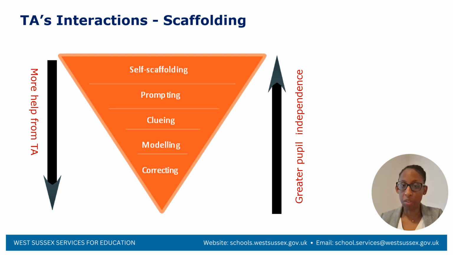An example of this is with handwriting. Initially, the TA models this to the pupil by providing tracing sheets with guidelines. The pupil is shown how to use the tracing sheet, and the TA provides a verbal commentary. Next, the pupil attempts to use the tracing sheet without help and without modeling, and less verbal commentary. At the final stage, the pupil can now write independently.